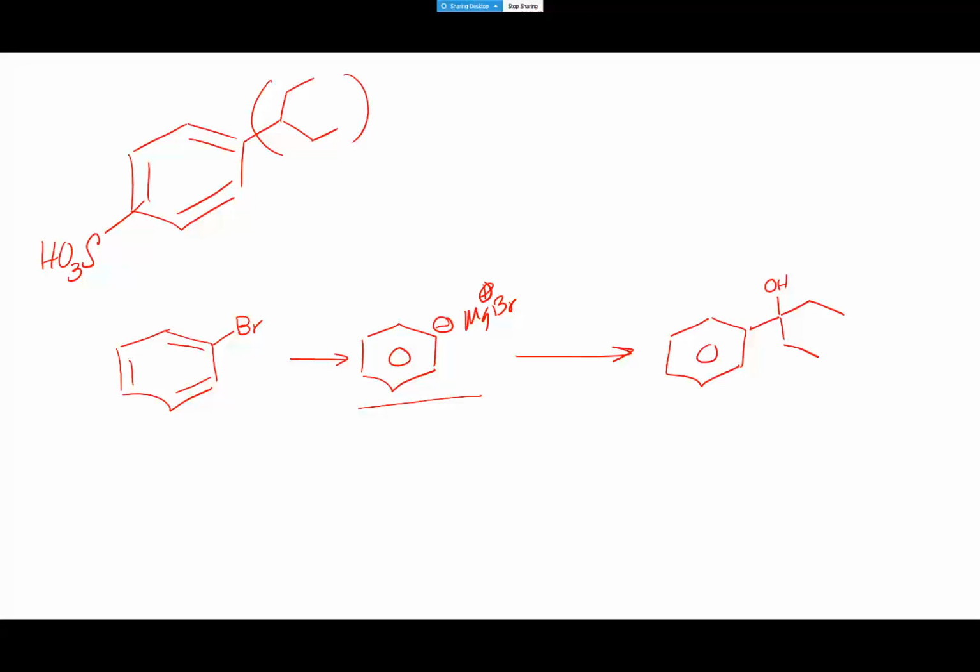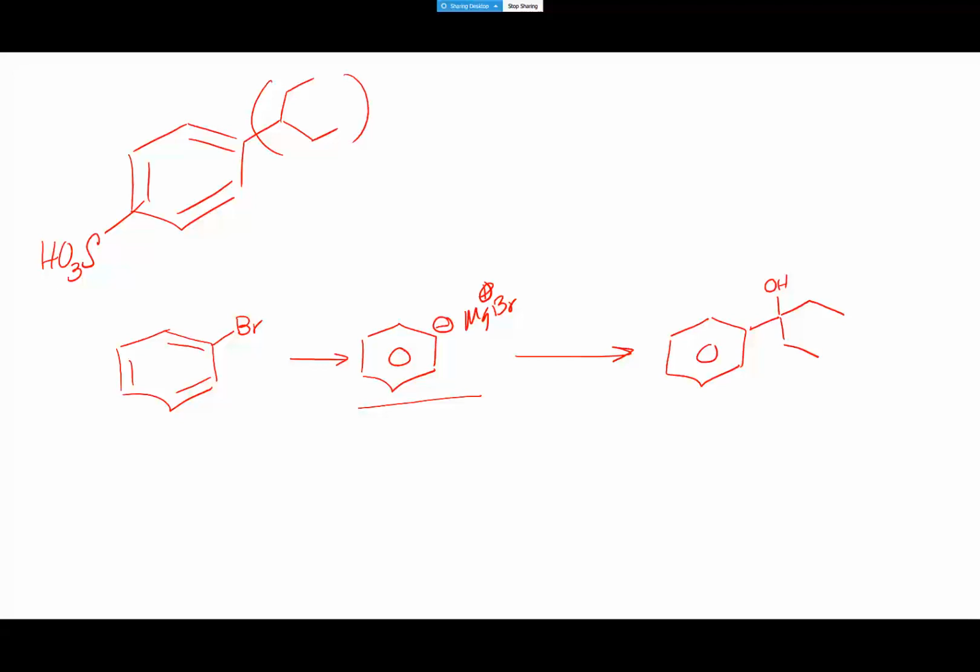If I want to do a Grignard reaction on this, what kind of functional group do I need to add to the Grignard? Carbonyl. So I need to add a carbonyl. That carbonyl could be what? An aldehyde, ketone, acid chloride, ester, carbon dioxide, right? Those are the kinds of carbonyl groups that we added to the Grignard.